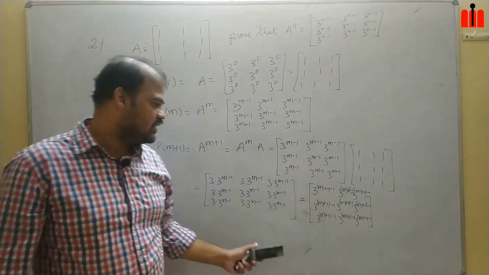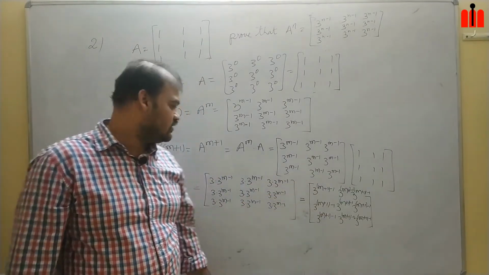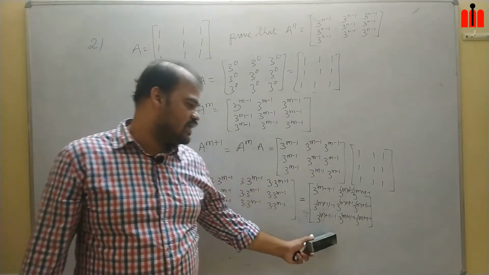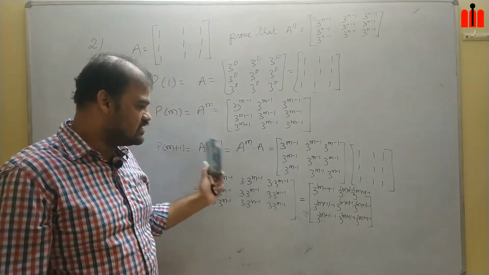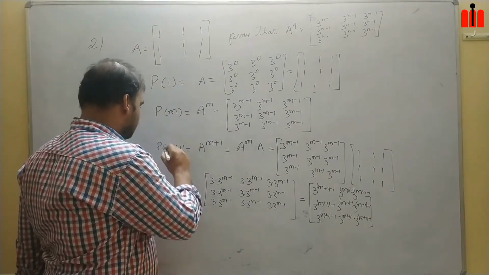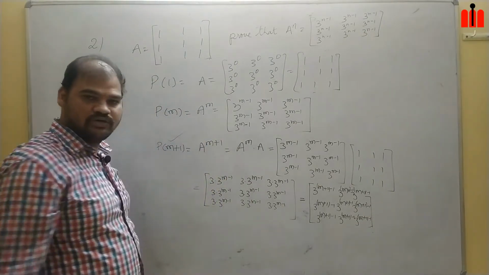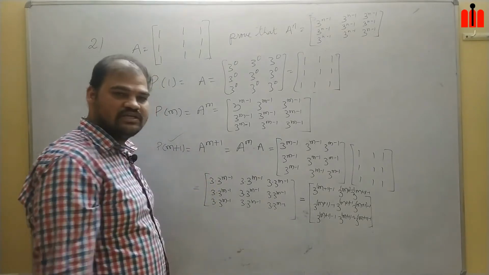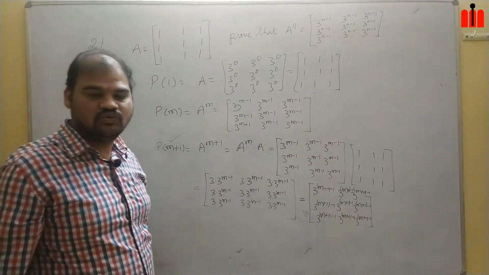So I have got the RHS of P(m plus 1). That means the LHS I took has come into the RHS. So LHS equals RHS, that means P(m plus 1) is true. So if P(m plus 1) is true, that means Pn is true, right?